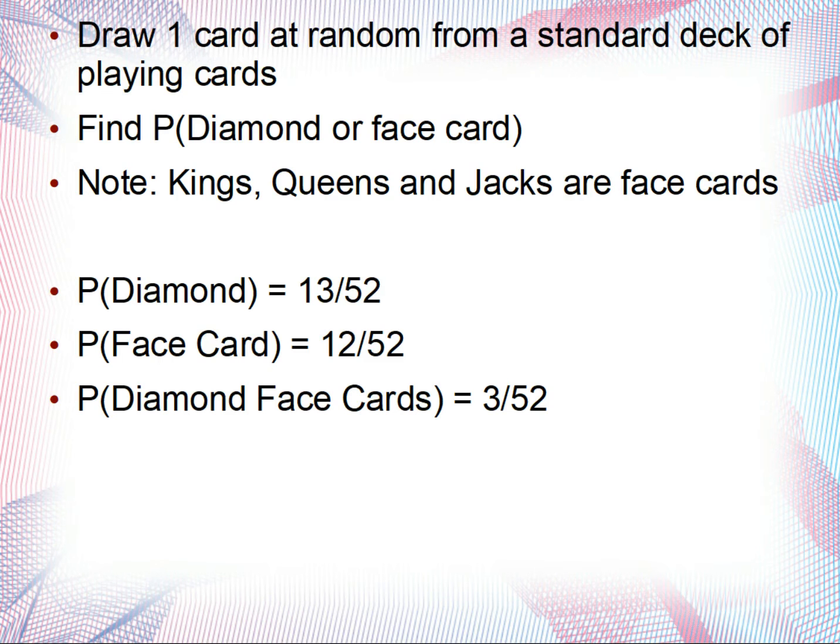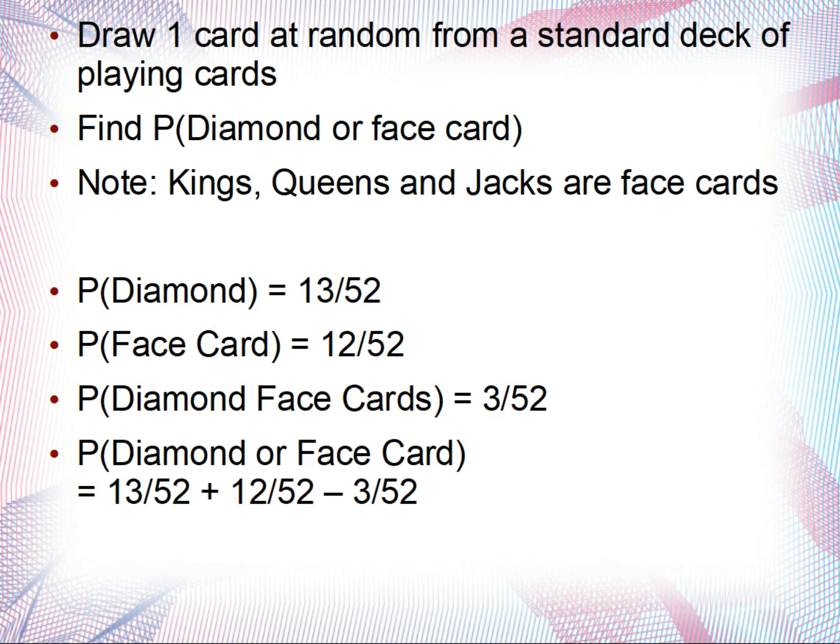So the probability that I get a diamond face card is 3 out of 52 because the king, queen, and jack of diamonds are diamond face cards. So these are the cards that are both. So now I can work out the math here. The probability that I get a diamond or a face card is the probability that I get a diamond, 13 out of 52, plus the probability that I get a face card, 12 out of 52, minus the probability that I get a diamond face card, which is 3 out of 52. And after doing the math, we get 22 out of 52.